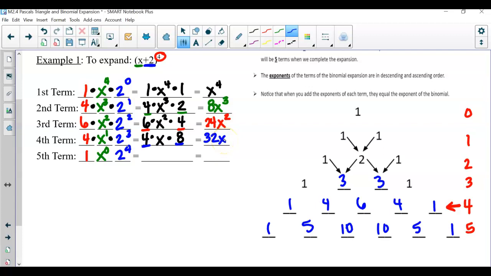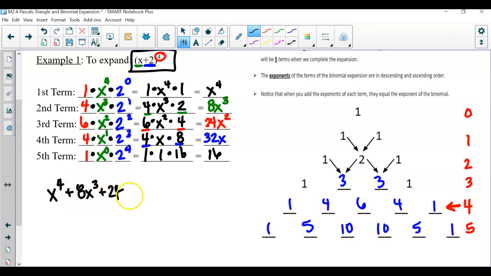So 32x. Then our last, we have 1 times x to the 0 times 2 to the fourth. So that's 1 times, remember, anything to the 0 power is 1, times 2 to the fourth, which is 16. So really, we're just ending here with 16. These are the terms of our final polynomial answer. So x plus 2 to the fourth power is x to the fourth plus 8x cubed plus 24x squared plus 32x plus 16.